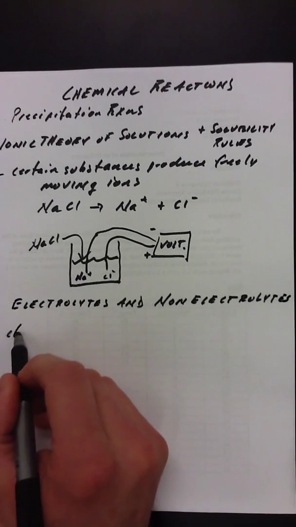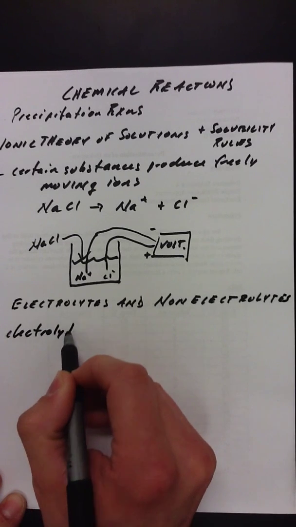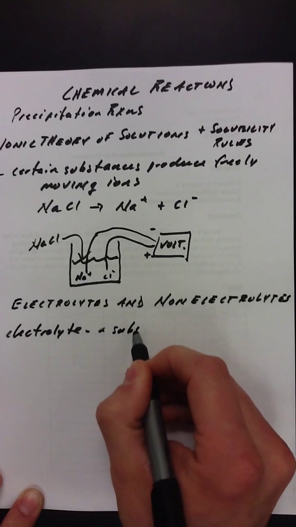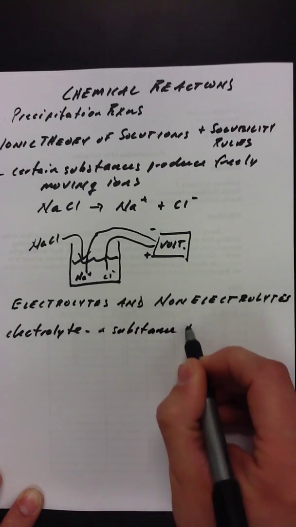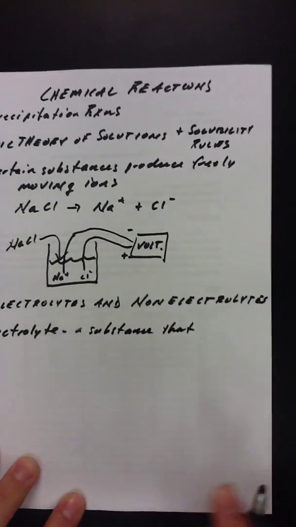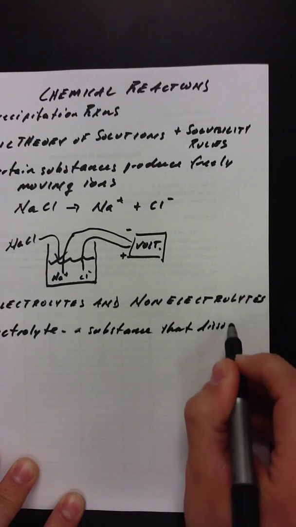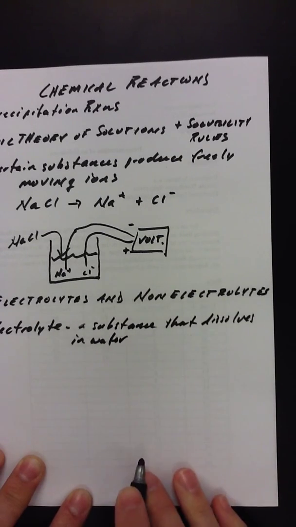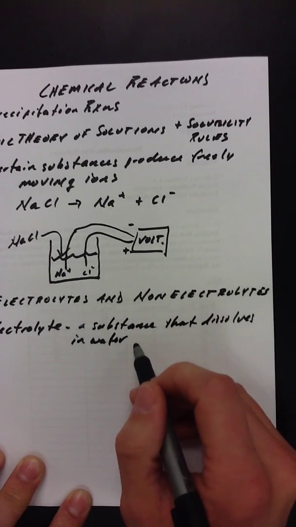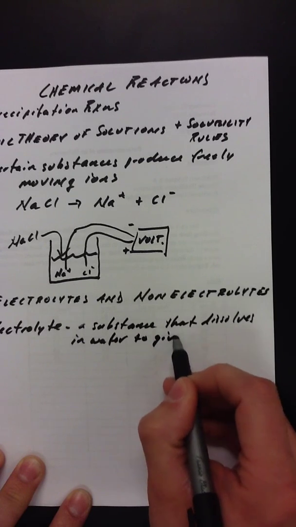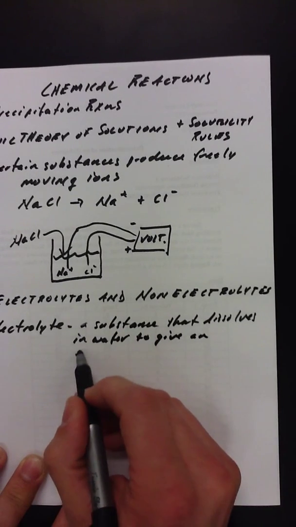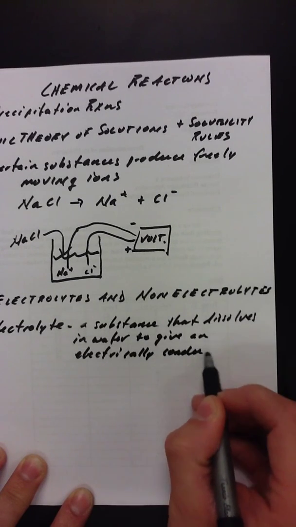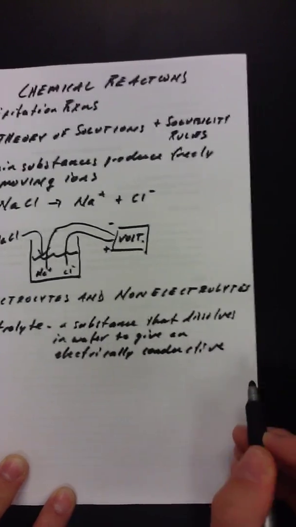An electrolyte is quite literally a substance that dissolves in water to give an electrically conductive solution.